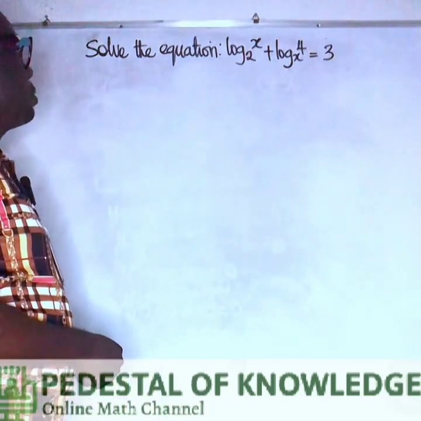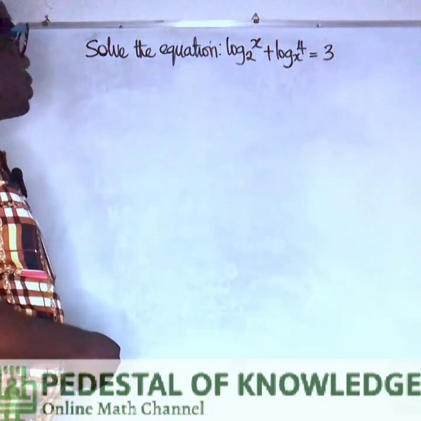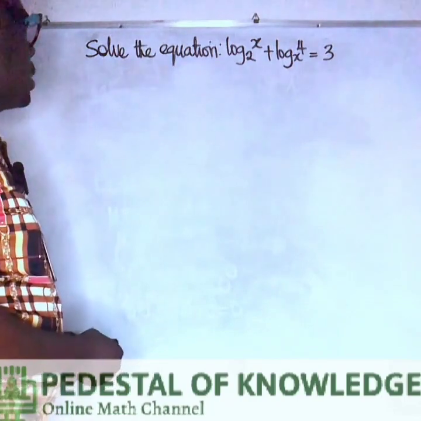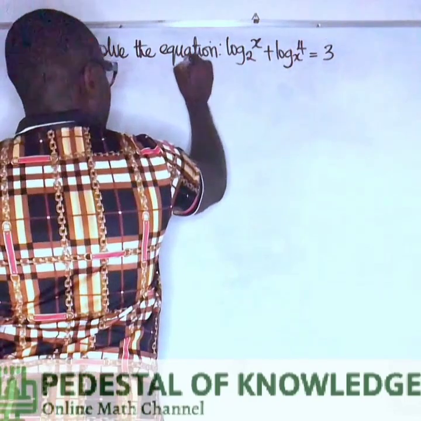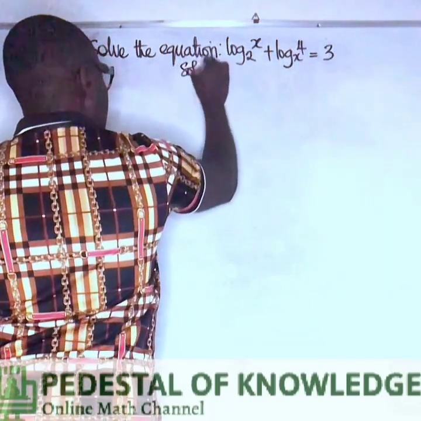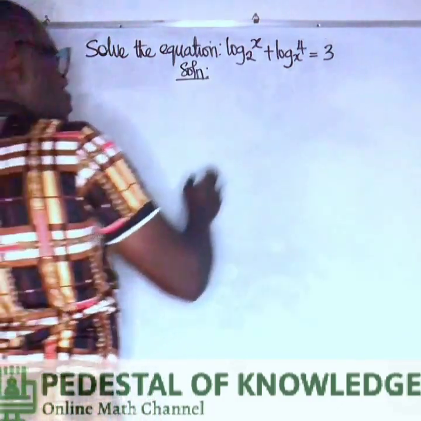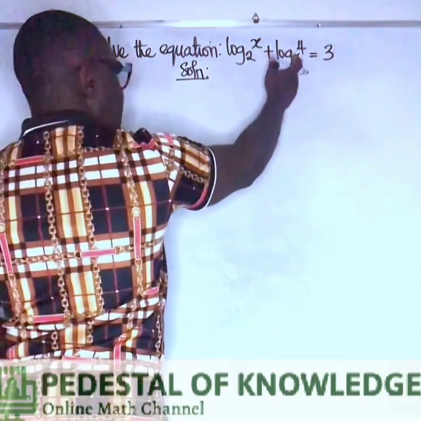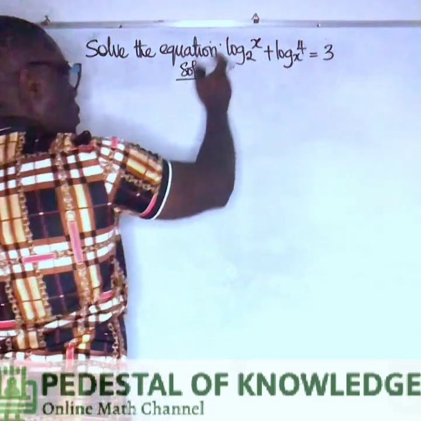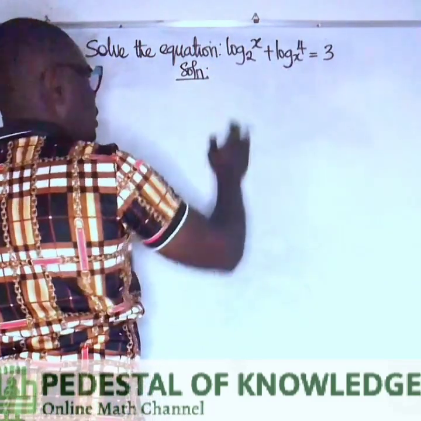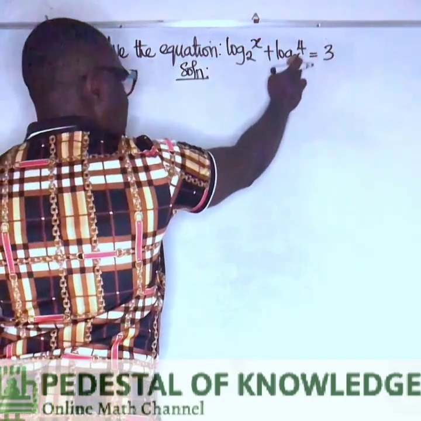Solve the equation log x base 2 plus log 4 base x is equal to 3. Now, we can see that on the left-hand side of this equation, the logarithms are not on the same base. Here we have base 2 and here we have base x.